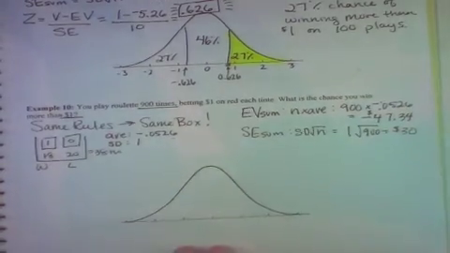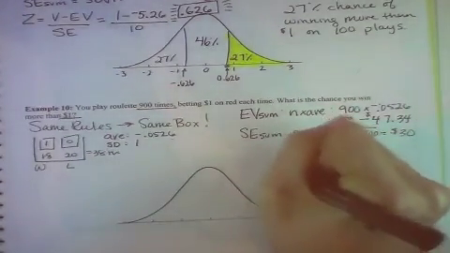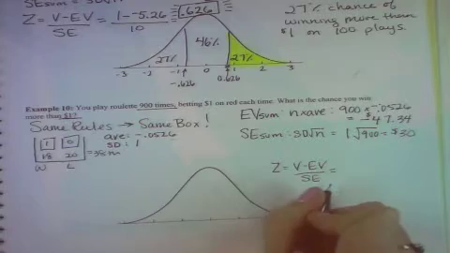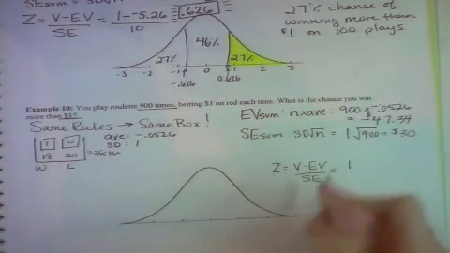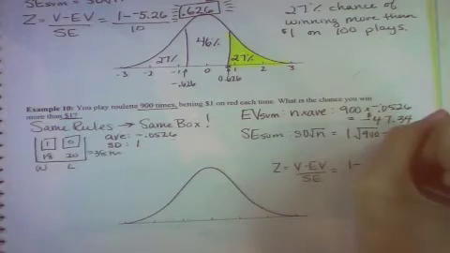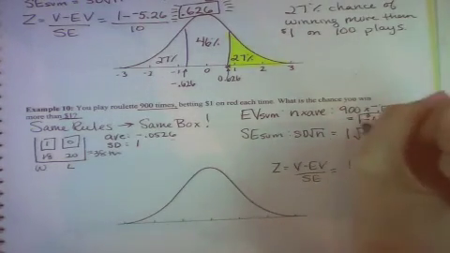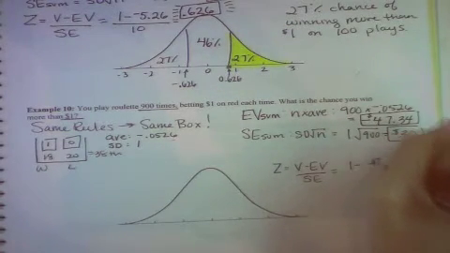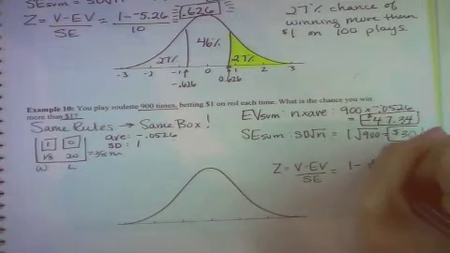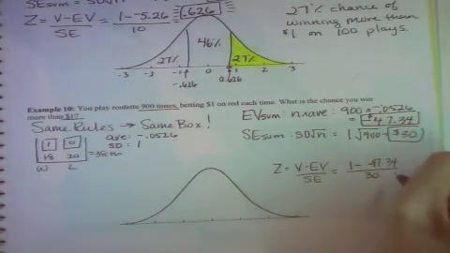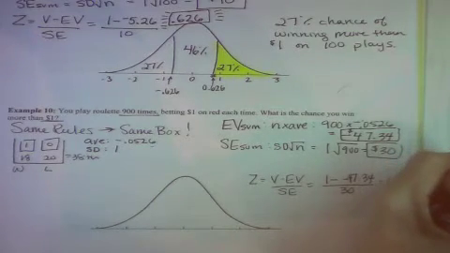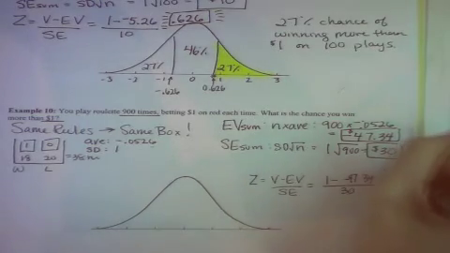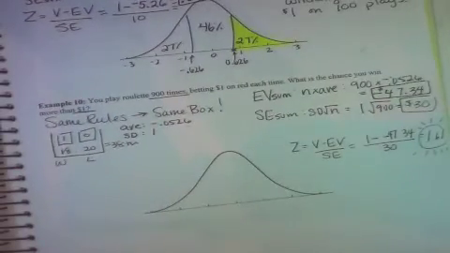So now to our z-score. Our z-score is the value minus the expected value over the standard error. Our value of interest is winning more than $1. So our value is 1. Our expected value, where did we say? Here it is right here. Our expected value is losing $47.34 divided by our standard error of 30. So that is going to get us 1.61 as our z-score, which is the most important part of this whole story. So our z-score is 1.61.